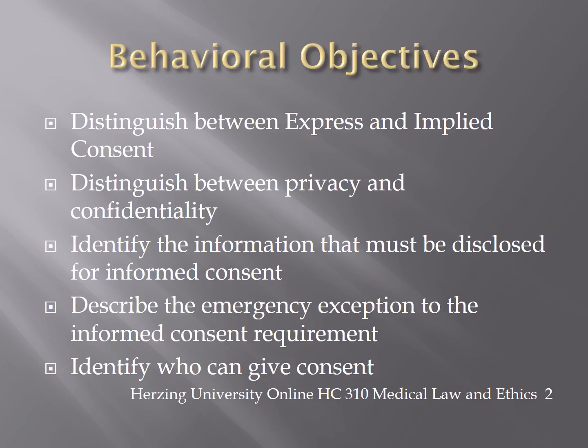The behavioral objectives for this week include: you should be able to distinguish between express and implied consent. You should be able to distinguish between privacy regulations and rules and what confidentiality is. You should be able to identify the information that must be disclosed for informed consent to be legal. You should also describe the emergency exception to the informed consent requirement. And then identify who actually can give consent.